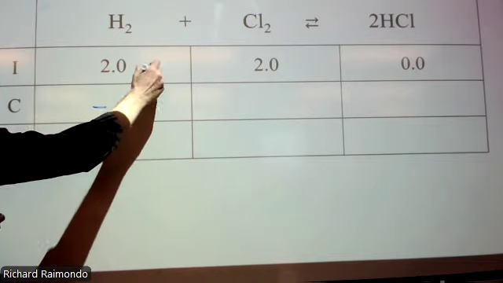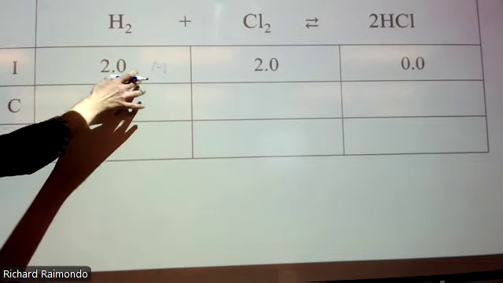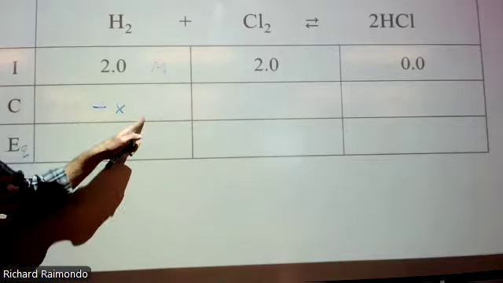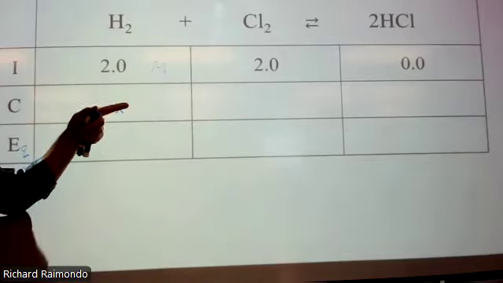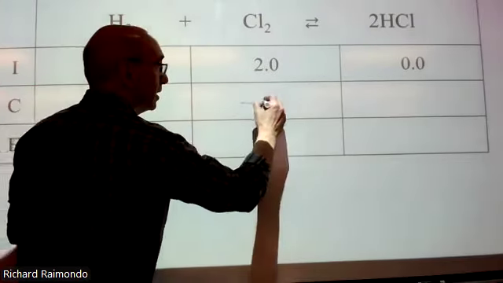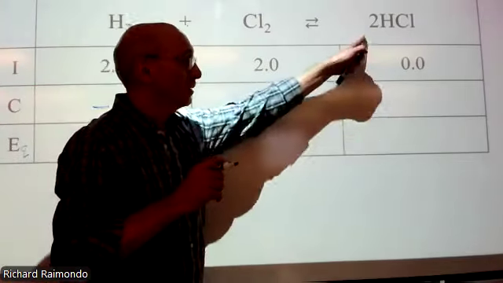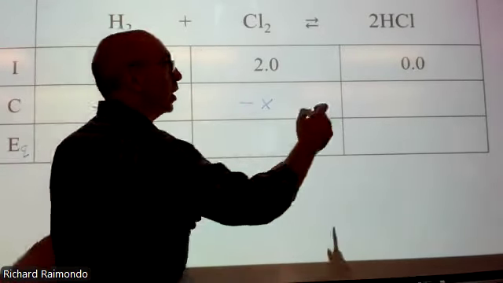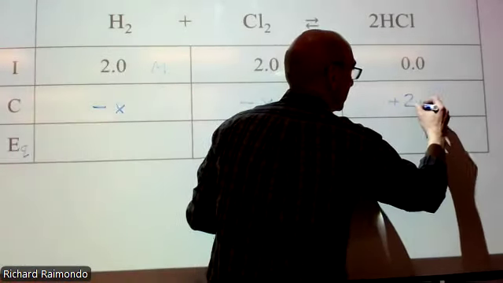Remember, these are molarities, right? This molarity is going to drop by a certain amount. What about this one? It's a 1-to-1 ratio. So it's also going to drop by X. What's going to happen to the product? 2-to-1 ratio, right? So this is going to go up by 2X.